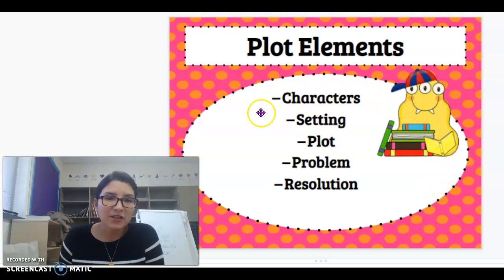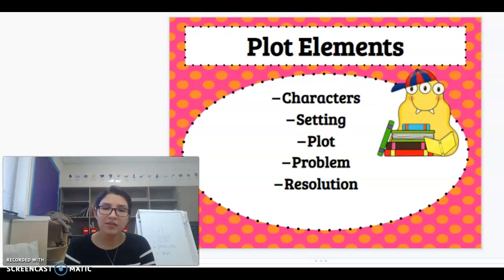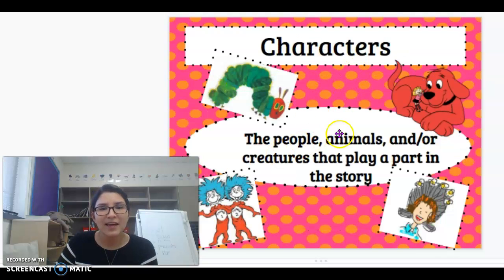The first one we're going to start off with is characters. So before I go to the character slide, I want you to think of what characters are. We've gone over this several times, so this is just going to be a little moment for you to think of what characters are in your own words. Alright, if you need some more time, just pause the video, but let's go ahead and talk about characters. Characters, the people, animals, and or creatures that play a part in the story.